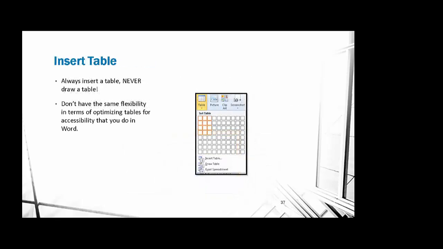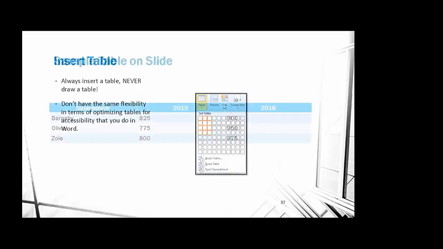For tables, slightly different than Word. In Word, we did have a lot of options to improve the accessibility of a table, not so much in PowerPoint. But in PowerPoint, again, you do not want to draw a table. You do not want to use tables for design layout on a slide, and you want to insert the table using the table gallery in the insert ribbon. You also have the ability to get the insert table dialog and decide how many columns and rows you want to put on the table in your slide.